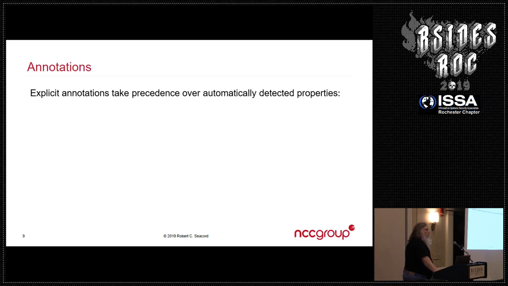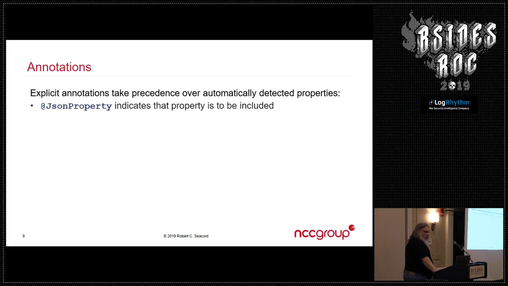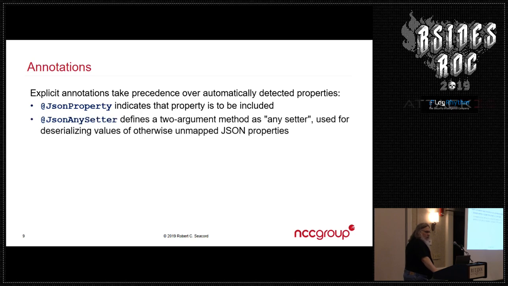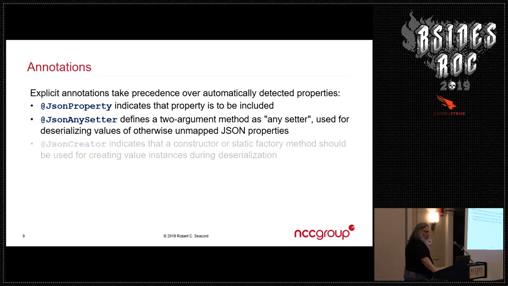So if you don't want to rely on the magic of automatic detection, and some of that stuff is sort of legacy mechanisms that have just been around for a while and wouldn't be included today if they were starting over from scratch, you can also explicitly provide annotations, and those will take precedence over automatically detected properties. So you can use JSON property, which will indicate that a property is to be included. JSON any setter would take a two argument method and use it for deserializing arbitrary properties for which there are no matching getters or setters available.